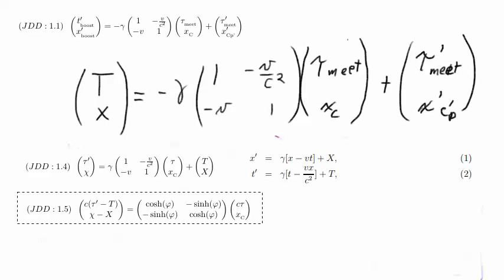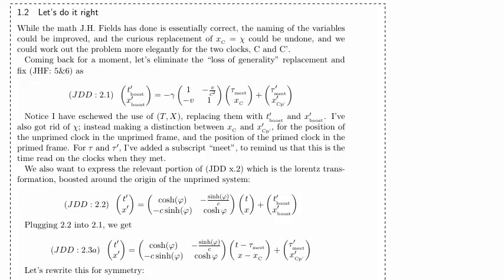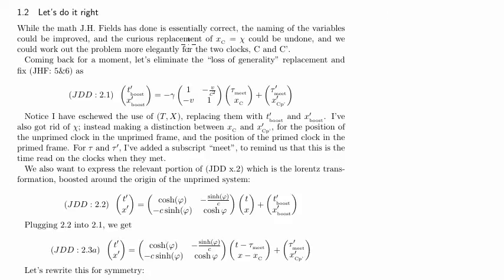All right, I got a bunch of stuff in here. Section 1, equation 1.4, 1.5. I'm going to skip past that and go to the part of my paper where I say, let's do it right. And I said, while the math J.H. Fields has done is essentially correct, except for the typo I just found, the naming of the variables could be improved. The curious replacement of x sub c equals chi can be undone. We can work out the problem more elegantly for the two clocks c and c prime. So this is what I did.